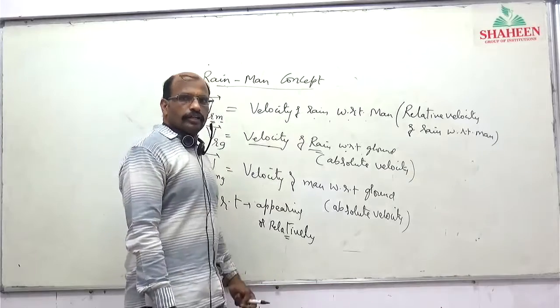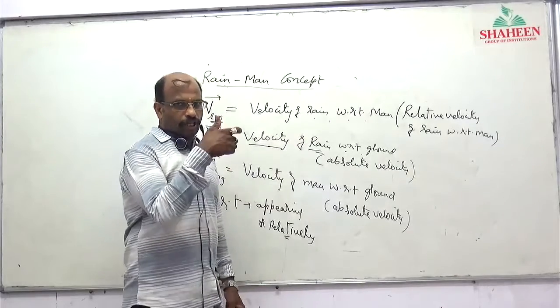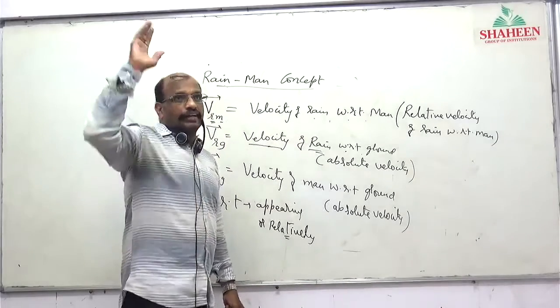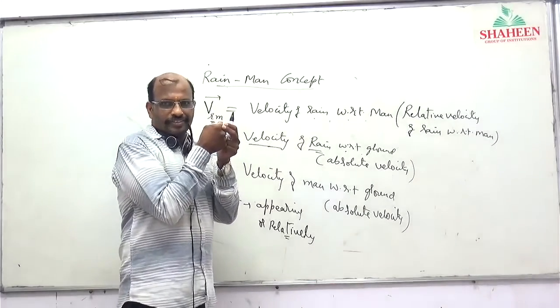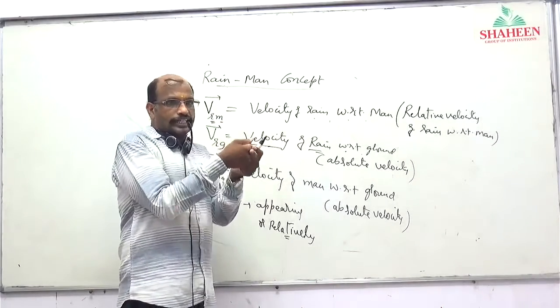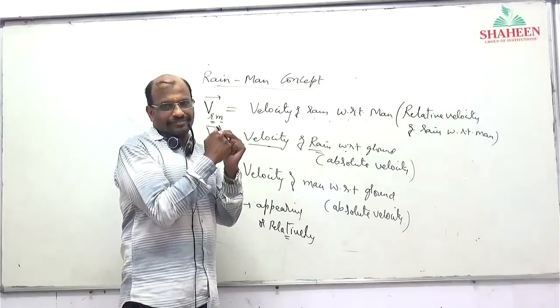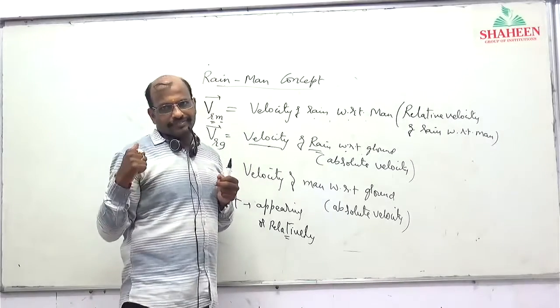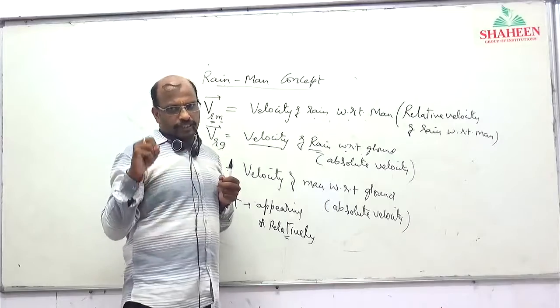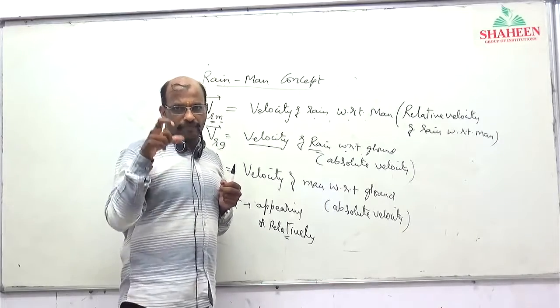Man is standing still. Velocity of man is 0. Rain is falling vertically. The umbrella should be held straight, no tilting, front or back. Okay? If rain is falling straight vertically, so I will draw the diagram. Then only you can understand the umbrella and man problem. Okay?